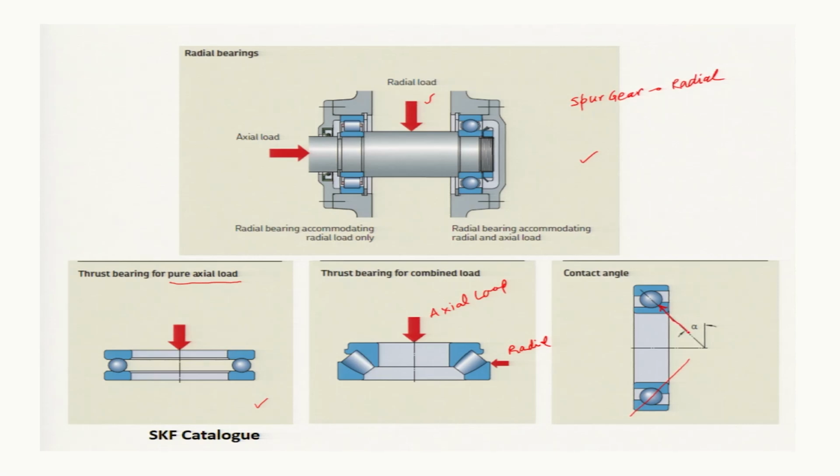Angular contact bearing, where the contact is along the angle. You see here the contact is at this point of the ball and the races, but in this case the contact is at this location, at an angle shown by the red color line, and the angle of contact is given by this alpha.